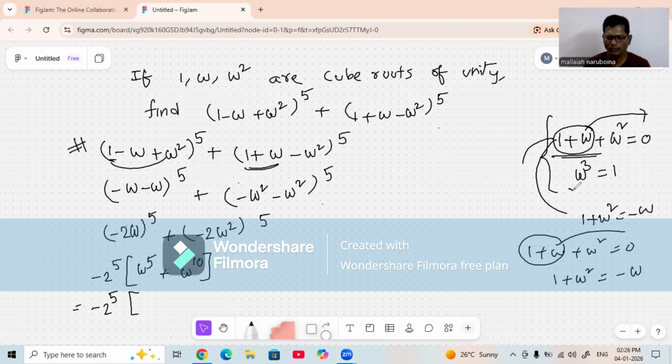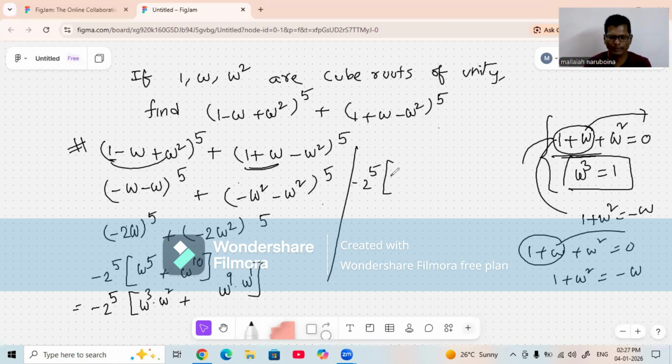Use this: omega cube is equal to 1. So now omega to the power of 5 can be written as omega cube into omega square, plus omega 10 can be written as omega 9 into omega, 9 plus 1 is 10. Next, minus 2 to the power of 5. This omega 9 I am writing as omega cube whole cube, 3 threes are 9, into omega to the power of 1.